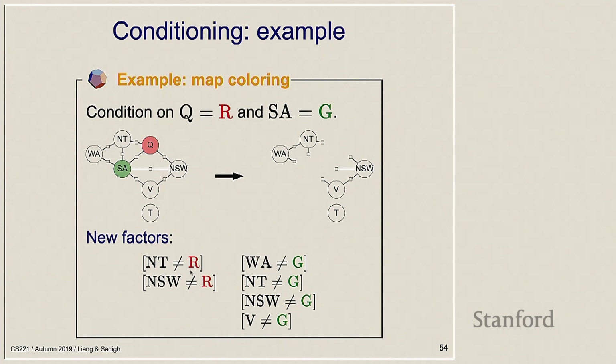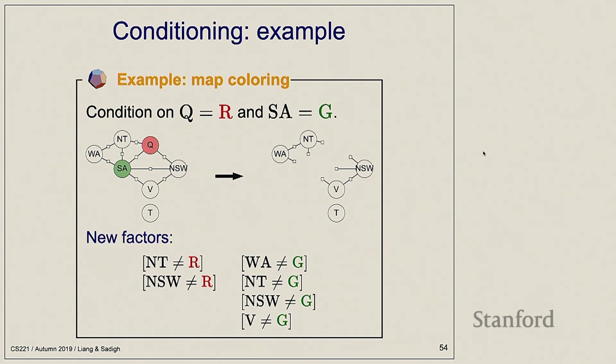Just an example of the new factors that go in. So NT, for example, this factor, which used to say NT and Q can't have the same color, turns into this little thing, which just says NT can't be red. And you know that because you're conditioning on the fact that Q is red.